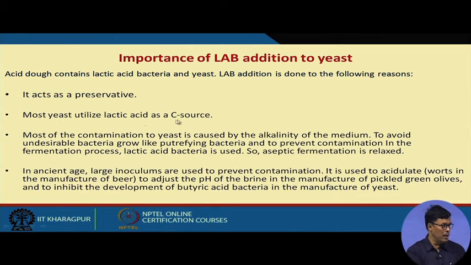Most yeasts utilize lactic acid as a source of carbon. Most of the contamination of yeast is caused by the alkalinity of the media. To avoid the growth of undesirable bacteria, like putrefying bacteria, and to prevent contamination in the fermentation process, lactic acid bacteria are used. So aseptic fermentation is relaxed. In ancient times, large inoculums were used to prevent contamination. It is used as an acidulant to adjust the pH of the brine in the manufacture of pickled green olives, and to inhibit the development of butyric acid bacteria in the manufacture of yeast.